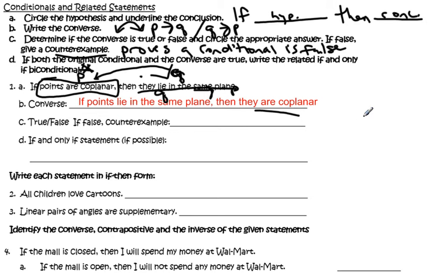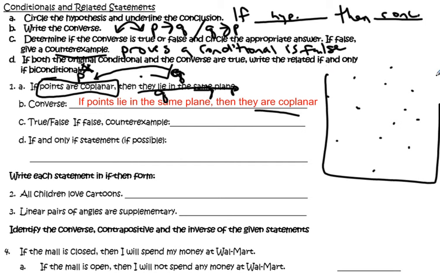Okay, so if points lie in the same plane, here's a bunch of points that lie in the same plane. They are coplanar. Well, that's true. There is no counterexample because that is a true statement. That's the definition of coplanar, points that lie in the same plane.